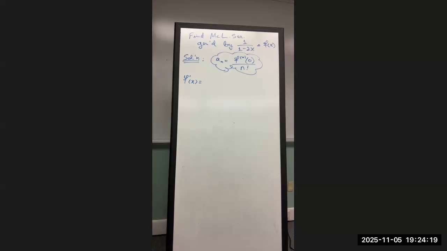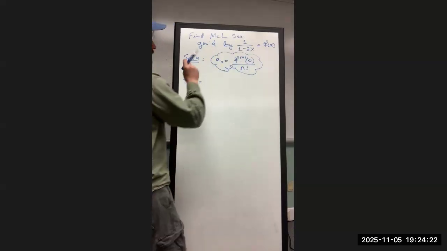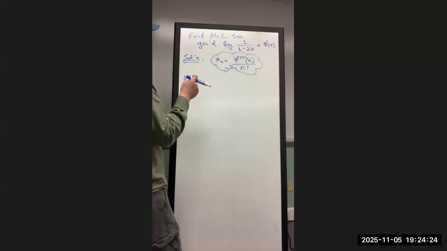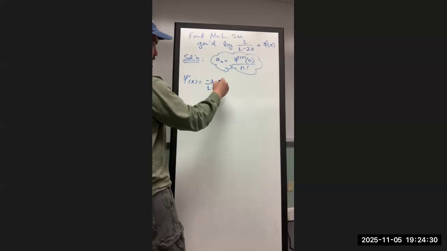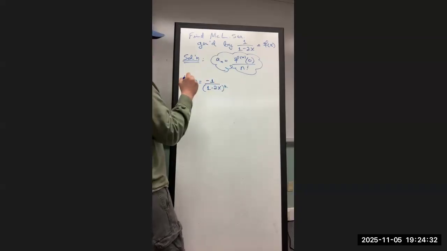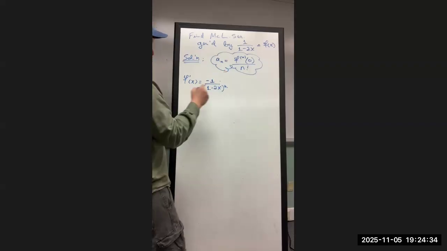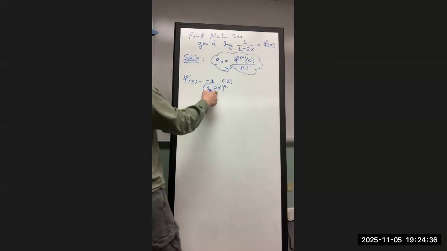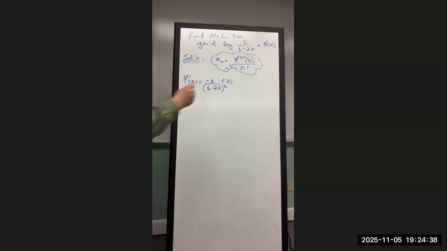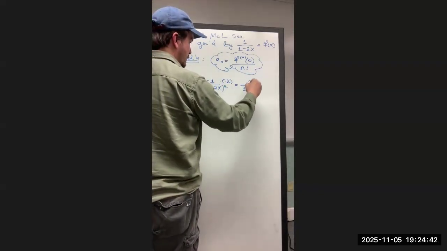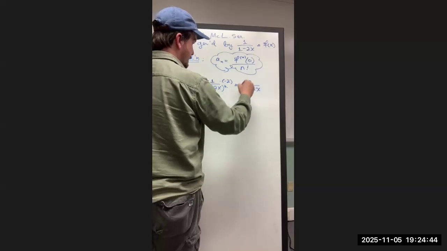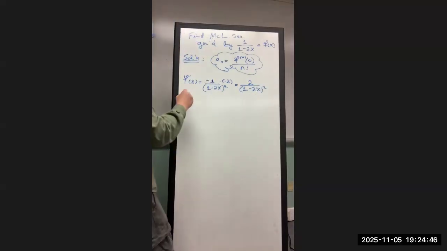What's the derivative of f? We're going to look at that as a 1 minus 2x to the negative 1 power. So when I take its derivative, I'll get negative 1 over (1 minus 2x) squared. And then I'm going to multiply that by negative 2, because that's the derivative of the inside function. So what does that simplify to? That's just 2 over (1 minus 2x) squared. Let's take another derivative.